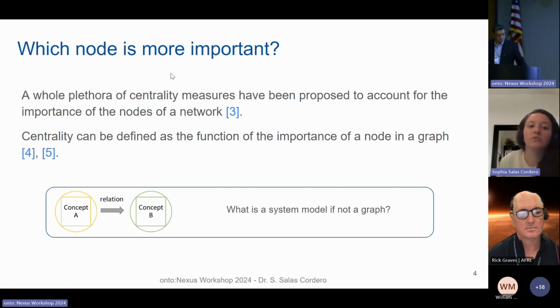To answer this question, a whole plethora of centrality measures has been proposed to account for the importance of nodes of a network. So centrality has been defined as the function or importance of a node in a graph. You can see basically you have concepts, you have relations, let's call them links if you want. So we can just ask ourselves, what is a system model if not a graph, if we take into account these concepts and relations. Next slide, please.